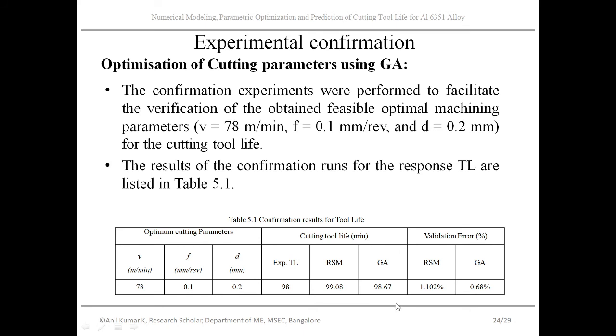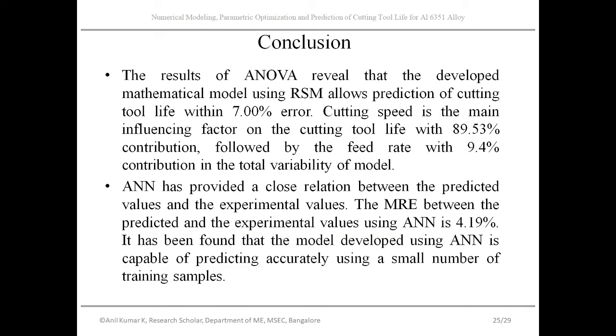So let's see RSM and GA. The GA validation error is very low compared to RSM, because the experimental tool life of 98 we got through the response surface methodology is 99.08, but through GA it is 98.67. So the validation error is less in the case of GA. We can conclude that genetic algorithm optimization gives the best optimal result when compared to the response surface methodology.